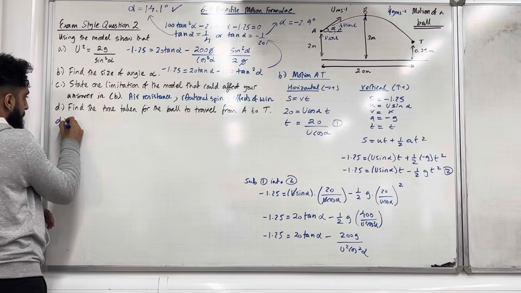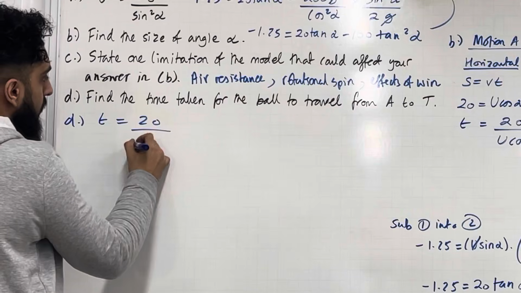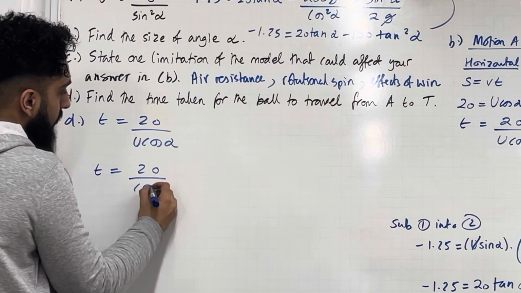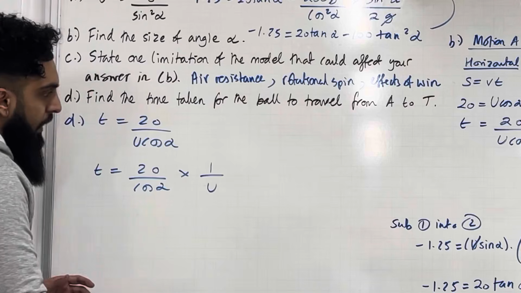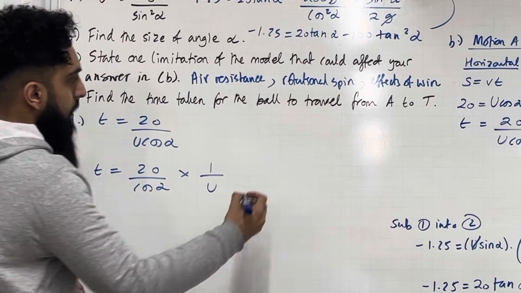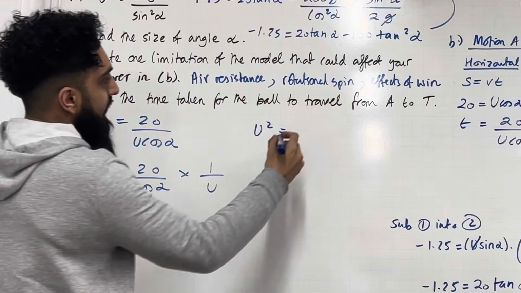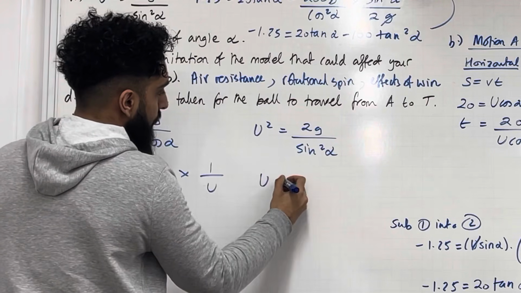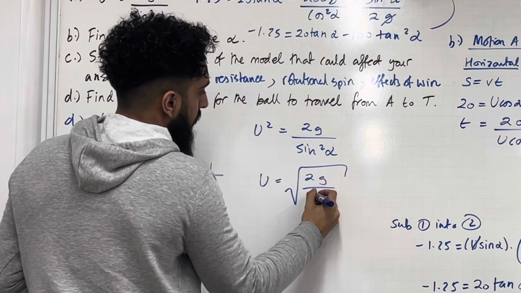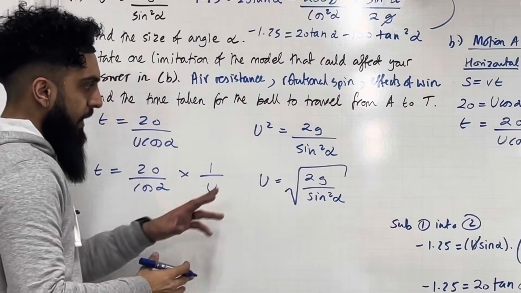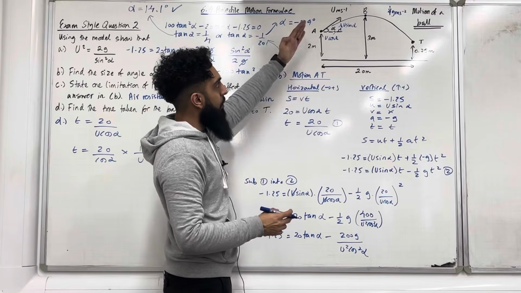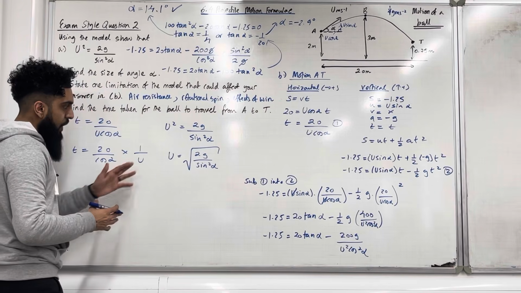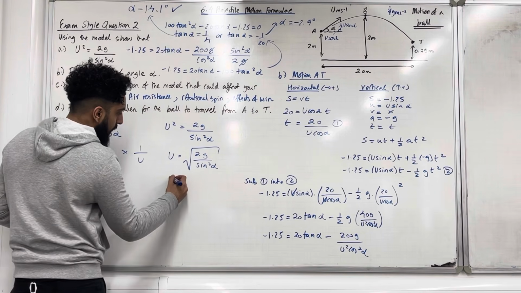So T is equal to 20 over u cos alpha. We can split this as T equal to 20 over cos alpha multiplied by 1 over u. We know that u squared is equal to this fraction. So since u squared is equal to 2g over sine squared alpha, u would equal the square root of 2g over sine squared alpha. We've taken the positive square root because u is projected upwards, and we've taken upwards to be the positive direction.